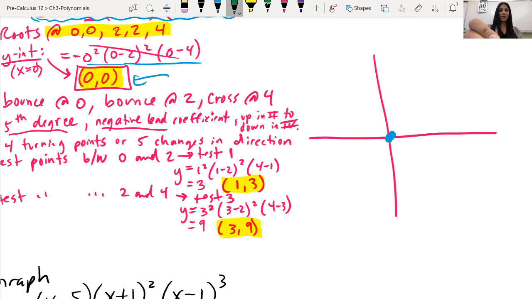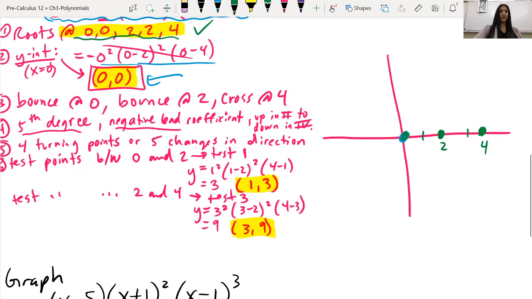And then I'm also going to go through my roots here. I'll do them in green. So 0 and 0, yeah, we already had that, so I'm sort of doubling up here. 2, I'm going to mark that down there. And then 4, I'm going to mark that down there. So I've labeled where my roots are. I know I have a bounce at 0, a bounce at 2, and a cross at 4. Okay, I'll come back to that stuff in a minute.